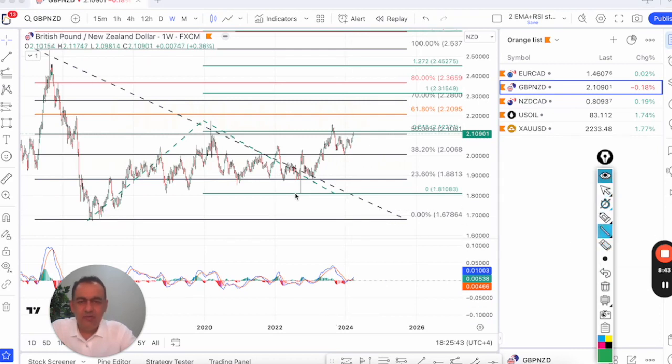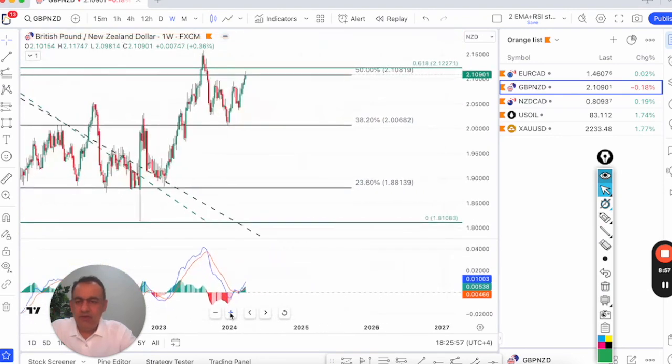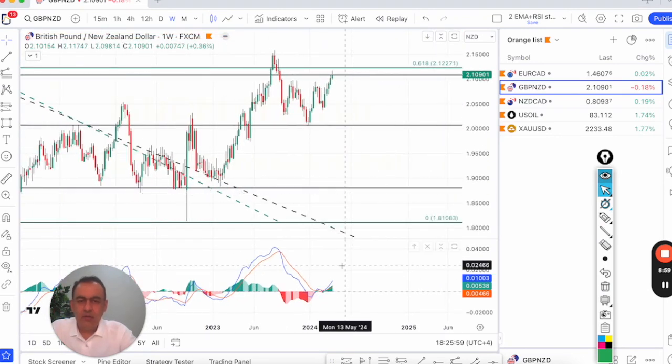5-leg bullish structure. So first wave up, second down, followed by the longest third wave, fourth wave down, and now it is going to complete the 5th bullish wave. And based on MACD, we do not have any signs against. Everything looks bullish for pound New Zealand. Strong bullish momentum on MACD.